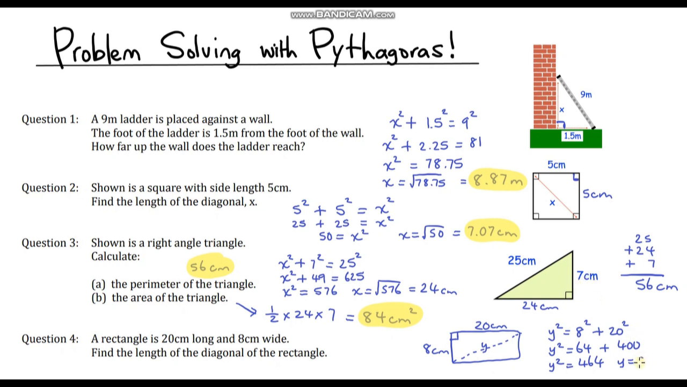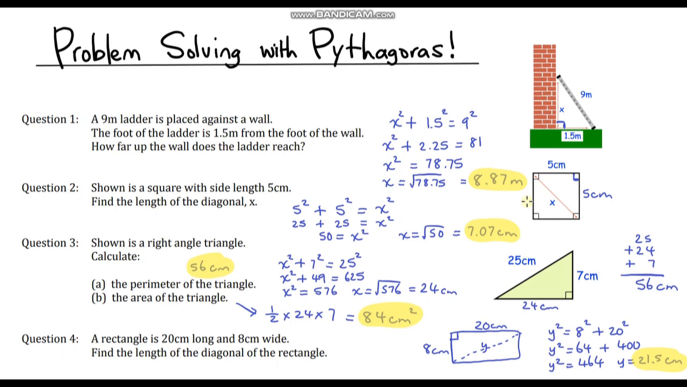Therefore y is going to be the square root of 464, and that gives me 21.54. Actually, let's just leave it at 21.5, and that is going to be centimeters. And you can see that it is the longest side of our right angle triangle. So I'm pretty confident that that's the right answer. Again, with rounding, it doesn't say what to round to in any of these questions. So if you have rounded slightly differently, but you've got the same answer, then that's absolutely fine.